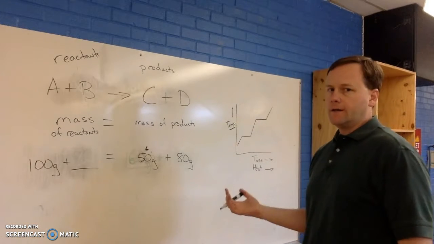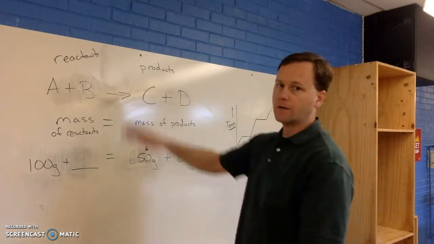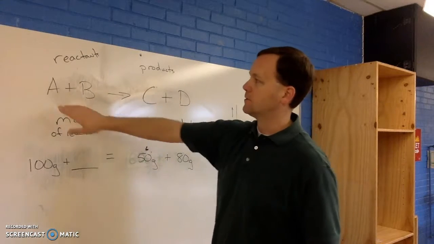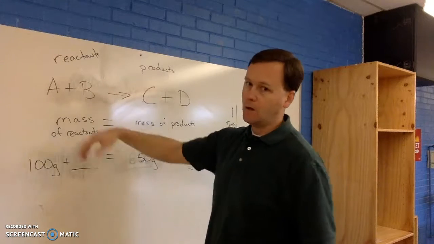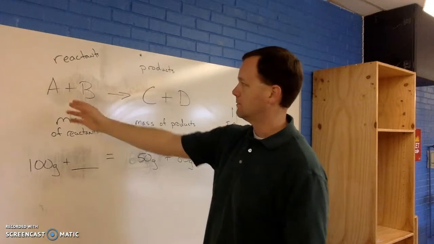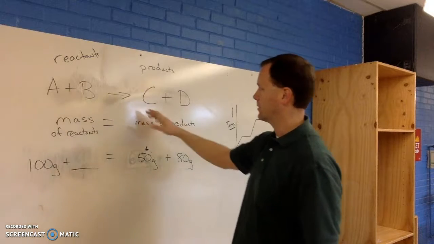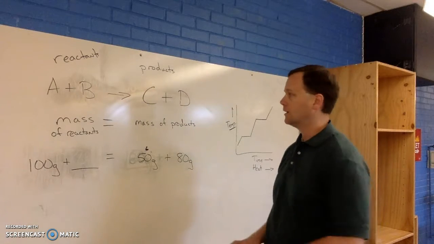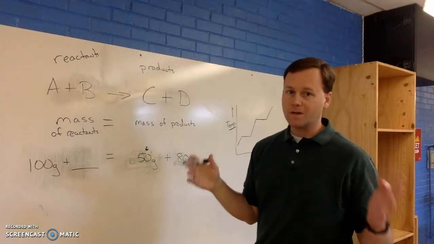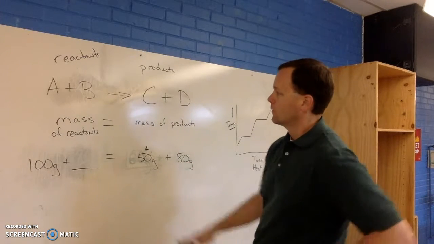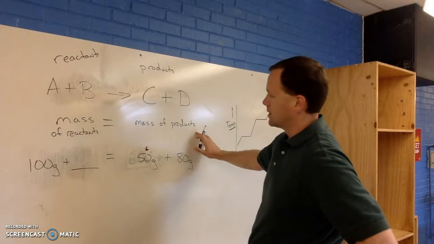Okay, so I changed our problem. Now we've got reactants and products. This time I used A and B. They're just generic, for something. Could be water and, I don't know, something else. Could be gasoline and oxygen, carbon dioxide and water. Doesn't matter. These are just generics. A, B, C, and D represent 4 different substances. Mass of reactants equals mass of products.